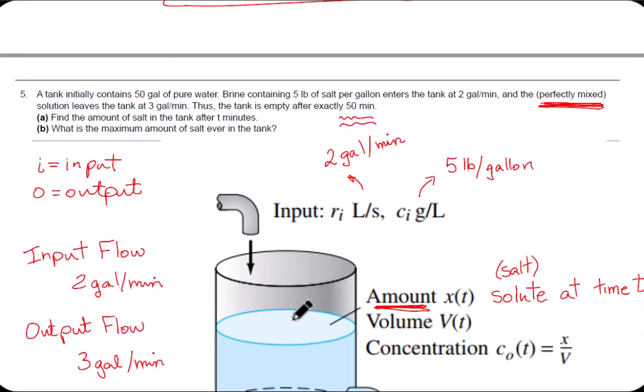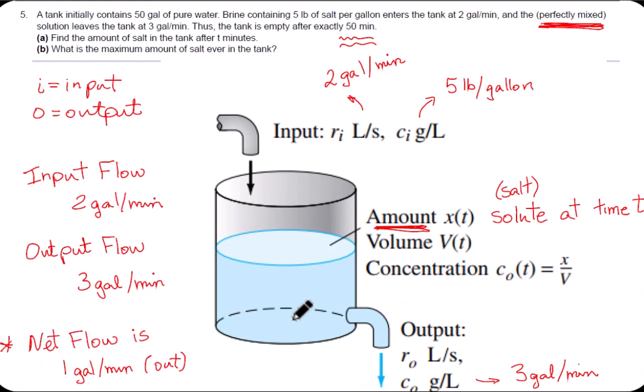All right, question 5, we have an application problem, a common problem with salt and tanks and mixing, but it is not easy. So let's talk about this. I've got a tank. Here's my tank. The tank has, at time 0, 50 gallons of pure water. Okay, so at time 0. I've got a salt water solution coming in. It's coming into the tank at 2 gallons per minute.